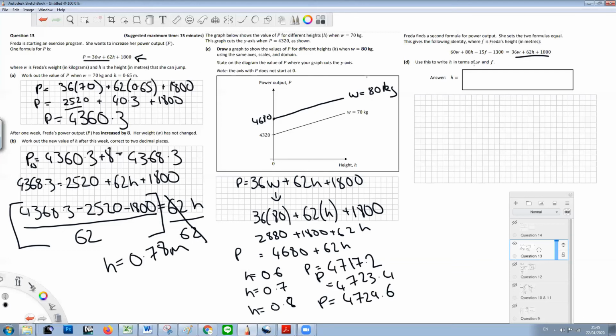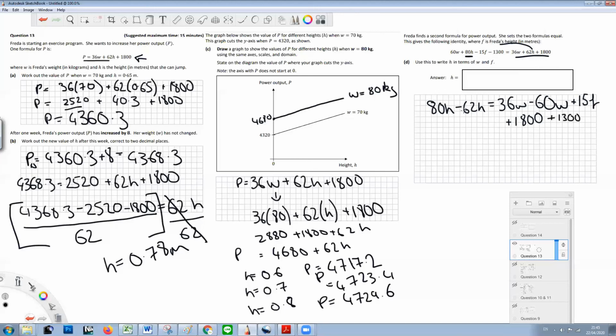So she wants us to find H in terms of W and F. So that means that we have to get H on one side. So we're going to leave our H's, bring our H's across and bring everything else to the other side. So we're going to have 80H minus 62H is equal to 36W minus 60W plus 15F plus 1800 plus 1300.